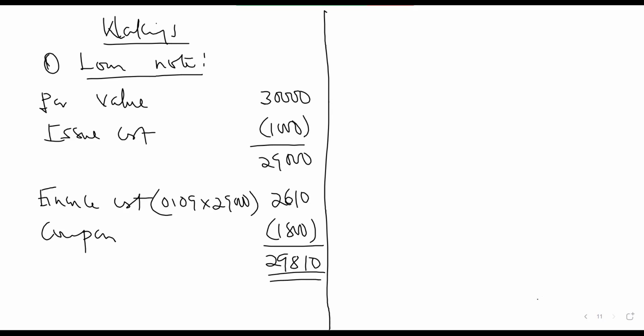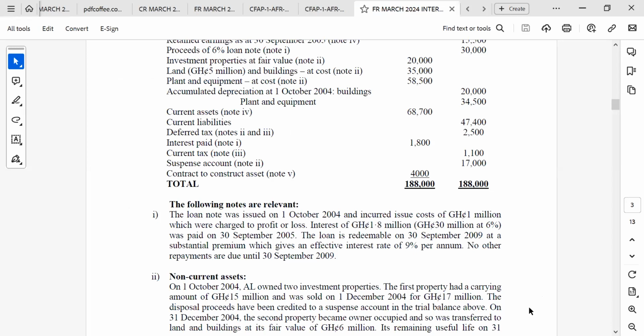You can see the interest paid is showing in the trial balance. It means that the interest paid has not been charged to profit or loss. If the interest paid is not showing in the trial balance, it means that the interest paid has been taken to profit or loss as an expense. But since the interest paid is here, they want us to treat the interest in the statement of financial position or the statement of profit or loss. So we now bring the total finance cost.